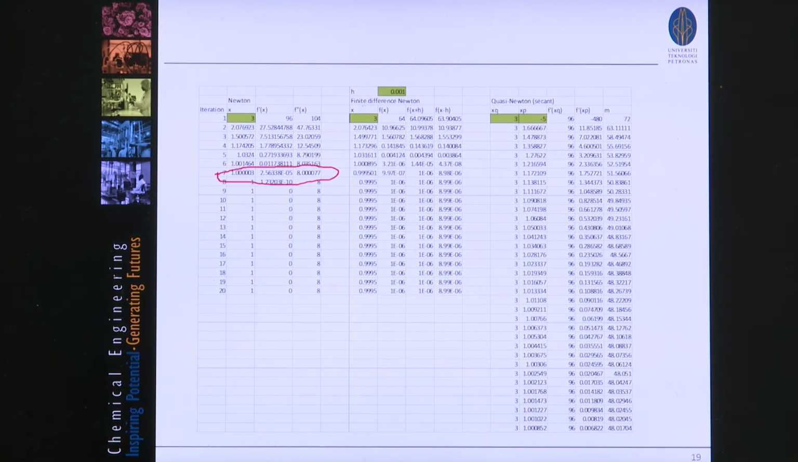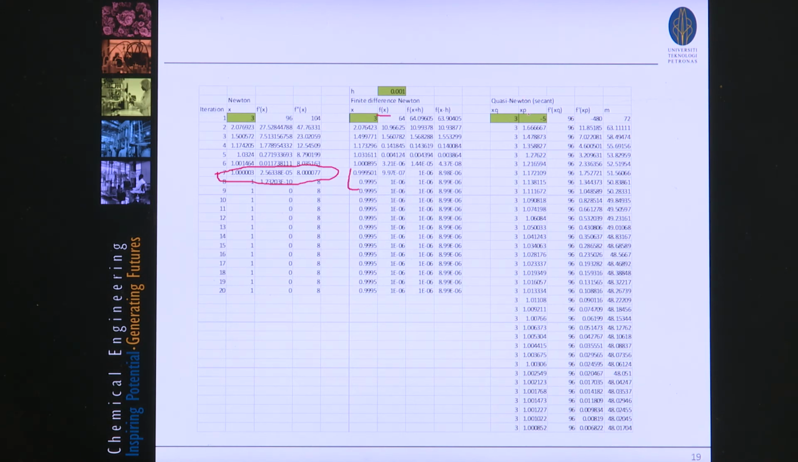And with the finite difference Newton, if I use h equals 0.001, I calculate f(x plus h) and f(x minus h). At the iterations here, also approximately the same number, the x value is now close to 1, and the objective function is already 0.